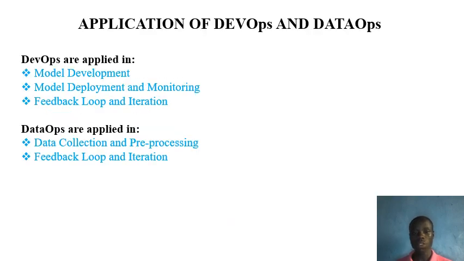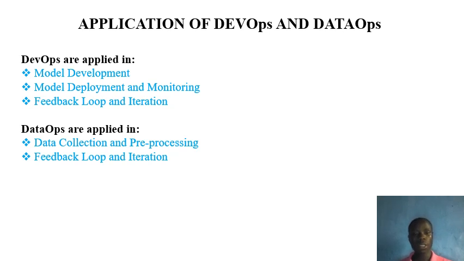And the application of DevOps and DataOps in our project is, first, that DevOps is applied in three different aspects: the model development, model deployment and monitoring, and feedback loop and iteration. And this is how it does it. For model development, DevOps principles are applied throughout the model development process, and these include version control, collaboration, and automation practices, which ensure the development process is very well streamlined.